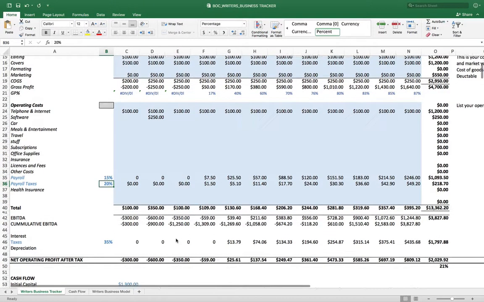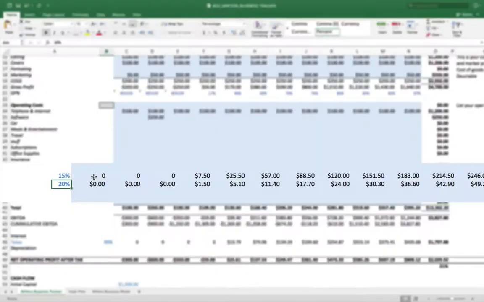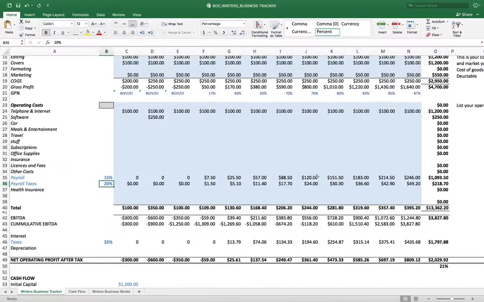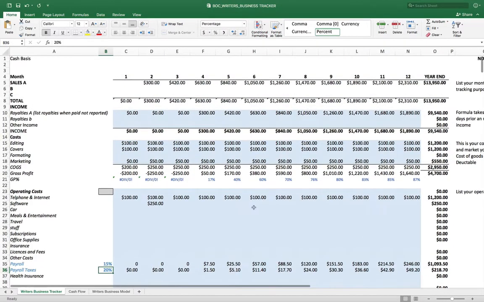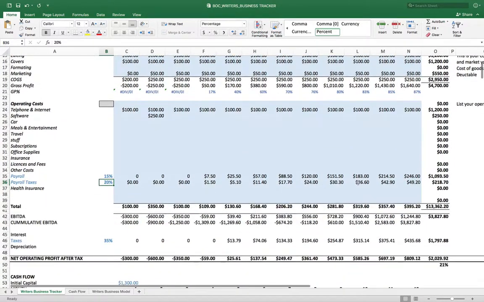So in this case, you see that any month that we're profitable, it starts to take out that amount of that monthly sales. And the resulting amount is about $1,000.